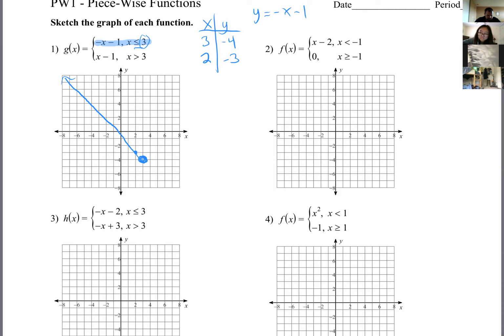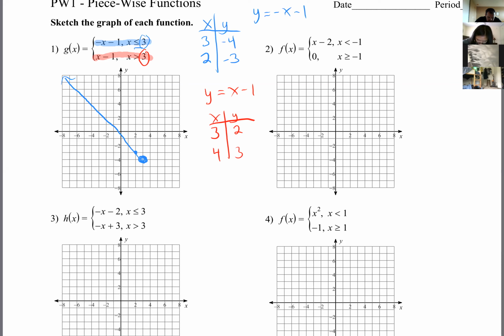And then for the second part, we have y equals x minus 1. I'm going to plug in 3 again, because this is my cutoff. I plug in the cutoff to know where to start. This time it says x is greater than 3, so give me a number bigger than 3 to plug in. 4 is good. When you plug in 3, 3 minus 1 is 2. When you plug in 4, 4 minus 1 is 3.